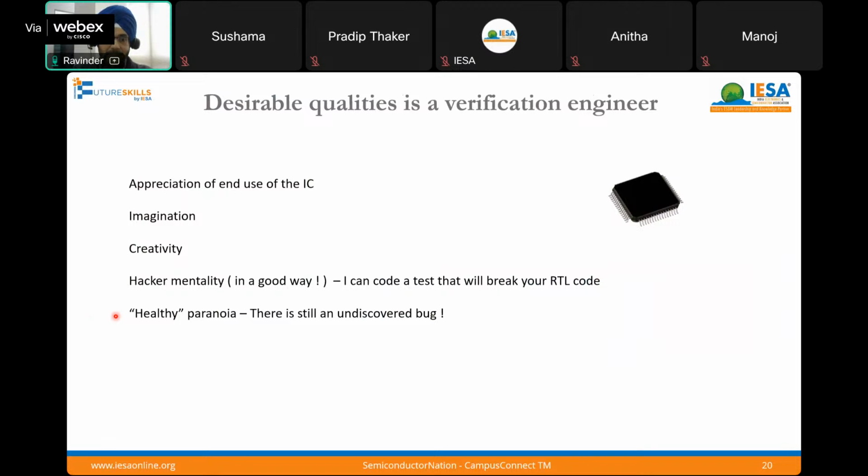You always continue to think about scenarios, in your dreams, in your daytime, about how you can find that bug which is lurking somewhere in the design. So this is what I mean by healthy paranoia, and eventually that leads to discovery of very, very corner case scenarios and good quality verification in the end.